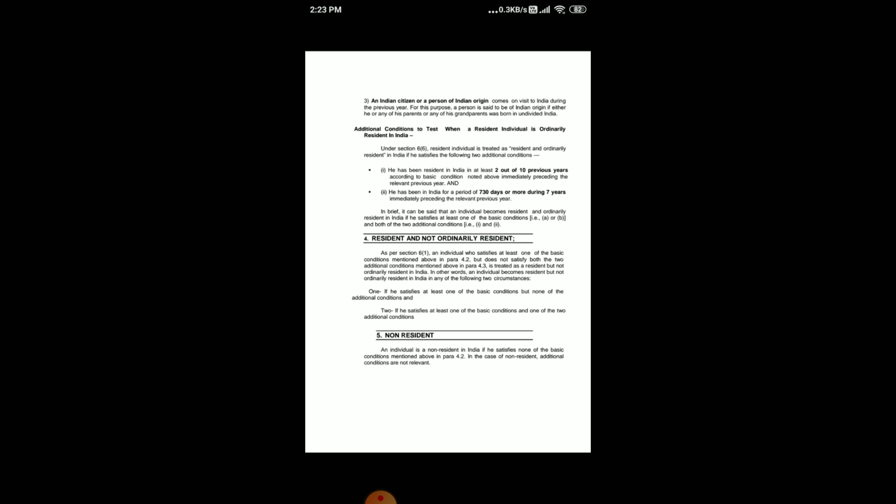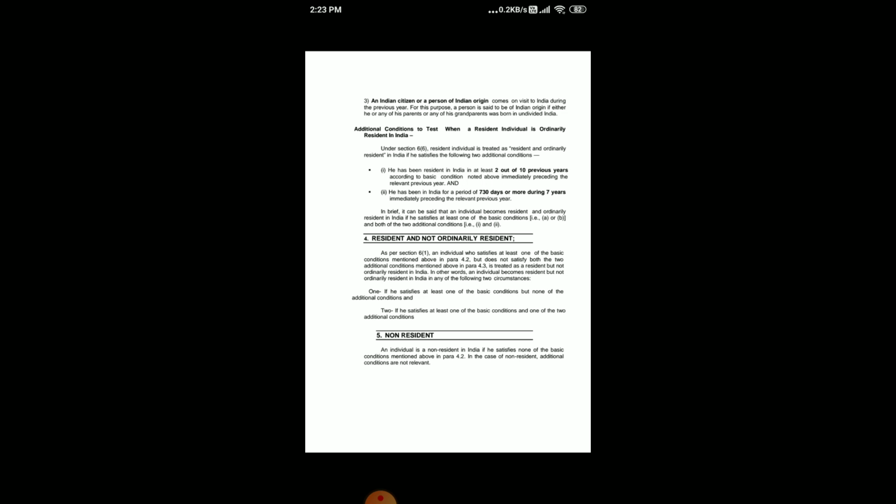So he should be resident in India in 2 out of 10 previous years. There are 10 previous years if you have to count. From 2019-20, if you count 10 previous years, out of those 10 previous years, he should be a resident Indian in any 2 previous years. So that means he has satisfied the first subsequent condition.